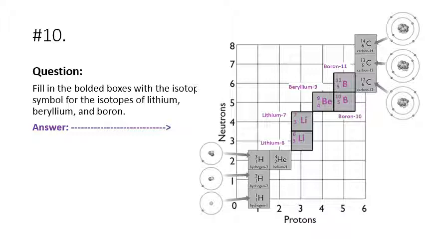You can see that beryllium has 1 common isotope, beryllium 9. Boron is either boron 10 or boron 11. Again, same protons, but different number of neutrons.